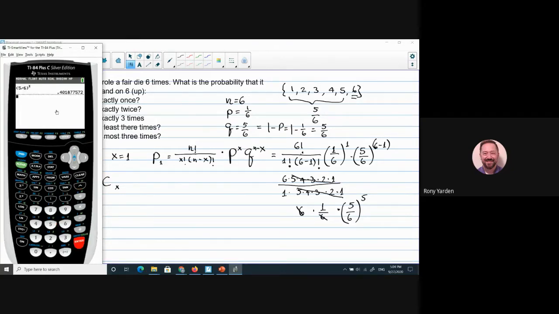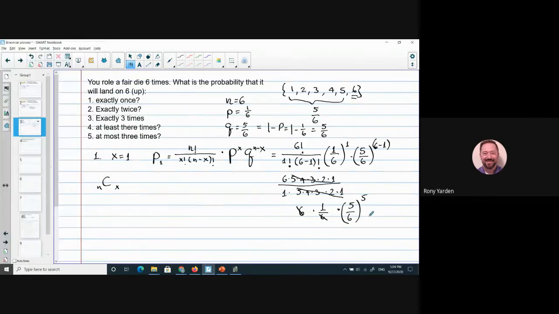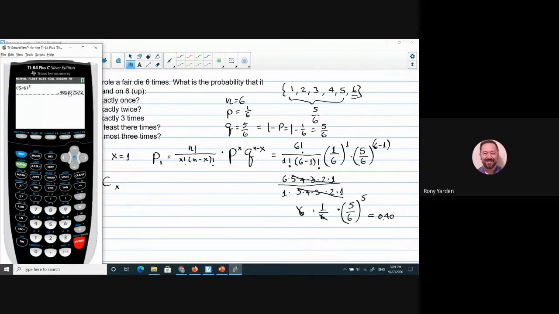And the answer is 0.4018. I'm going to round to the nearest hundredth, so this equals 0.40. And after I round, there is nothing else left. This one is being rounded, so this 0 remains 0.